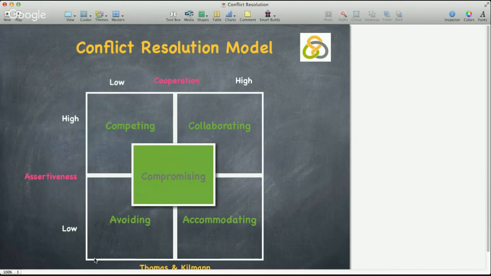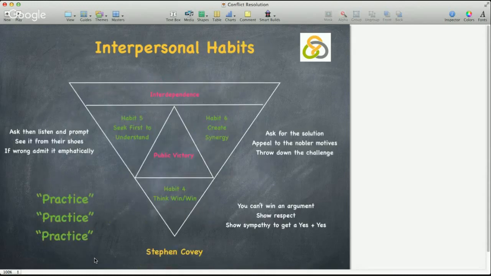So let's have a look at that through Stephen Covey's eyes. This is the top half of his model, the 7 habits model. I only particularly want to look at the interpersonal habits, habits 4, 5, and 6. We need to get ourselves into a position of thinking win-win, habit number 4. We can't win an argument, so we need to get ourselves into the right mindset. Show respect and show sympathy to get a yes and a yes from the other party.